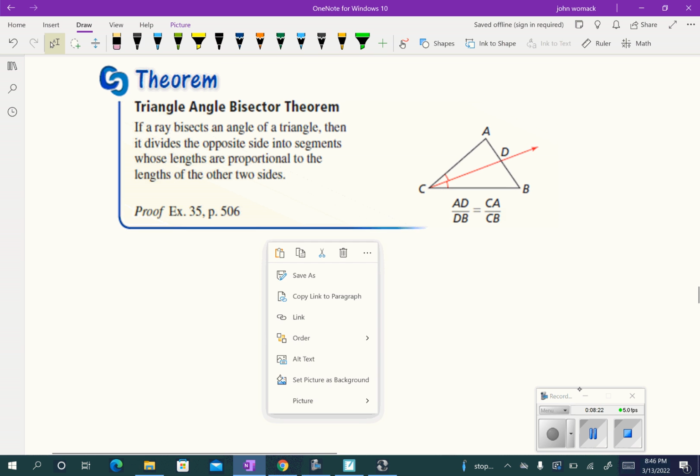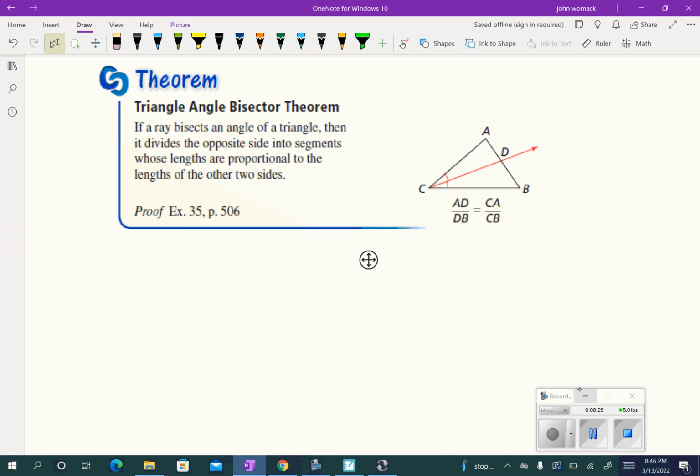Okay, here's your next one. It's called the triangle angle bisector theorem. You guys have seen angle bisectors before, right? So this is an angle bisector. What that means is it simply cuts that angle C in half. So both of those are congruent.